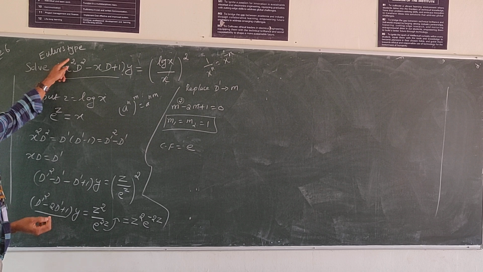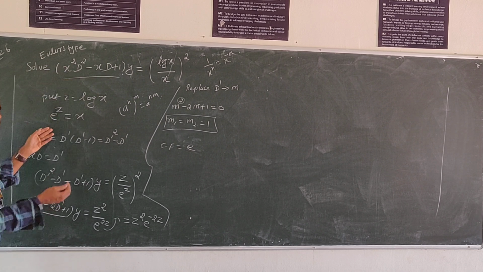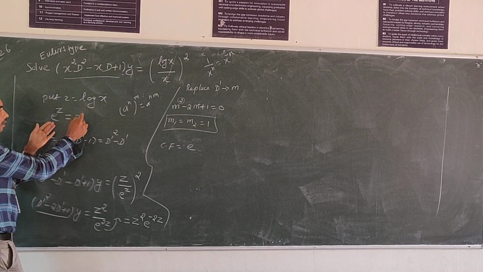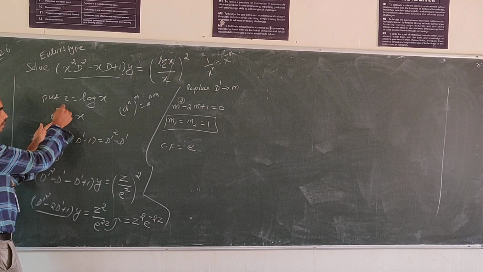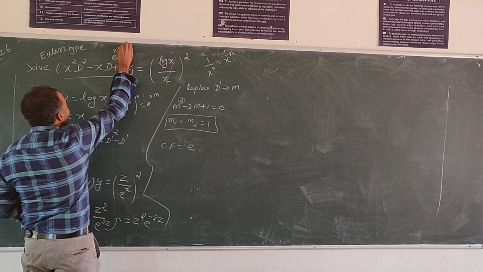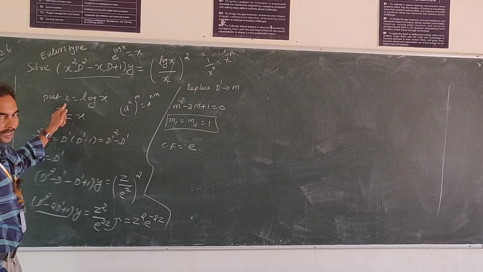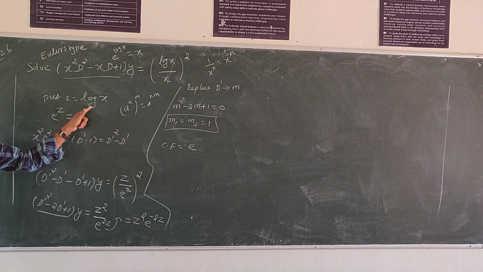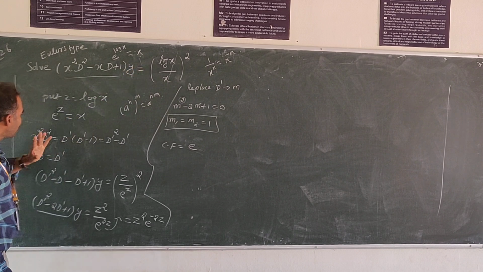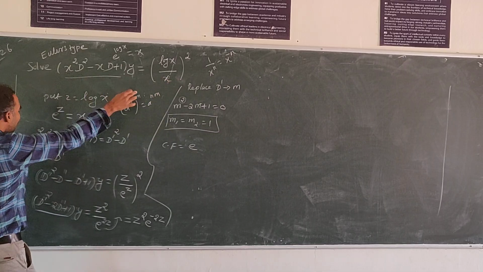This is a Euler's type, not Cauchy's type, but it is a Euler's type. About z = log x. So what about e^z? If you raise the power e, automatically it will become x. e^(log x) = x. On both sides we have to raise to the power e. So e^(log x) will be x.